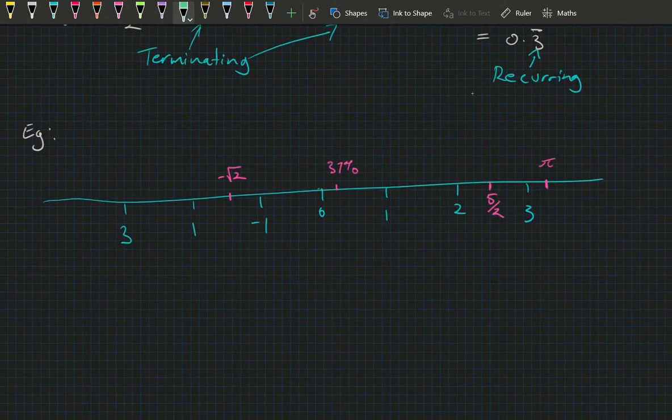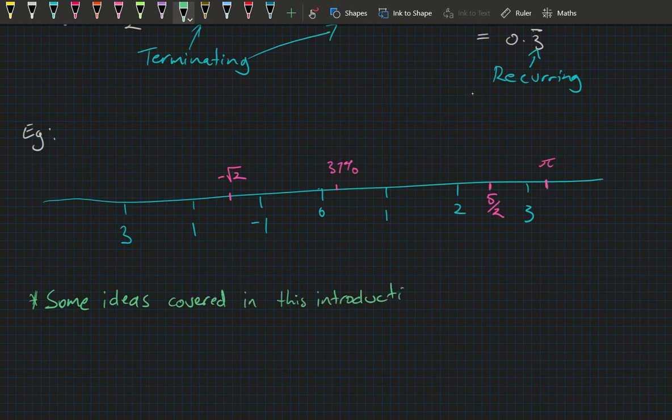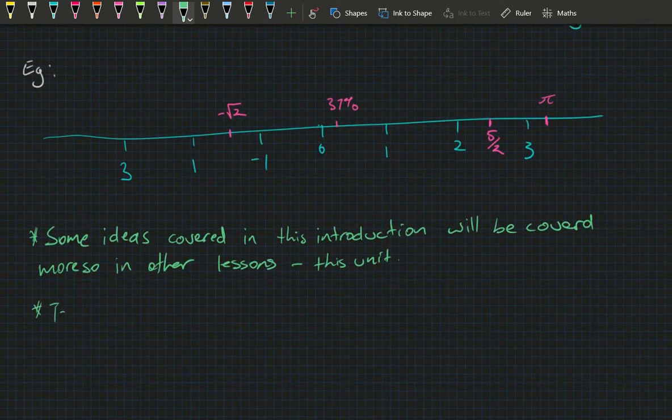Alright, so just at this point note that some ideas covered in this introduction will not be covered in the examples in this lesson. However, all these ideas are needed for the whole unit. So I suggest you revisit this lesson throughout the unit to take some more notes as you go. Anyhow, let's move on to the sections that contain the examples.